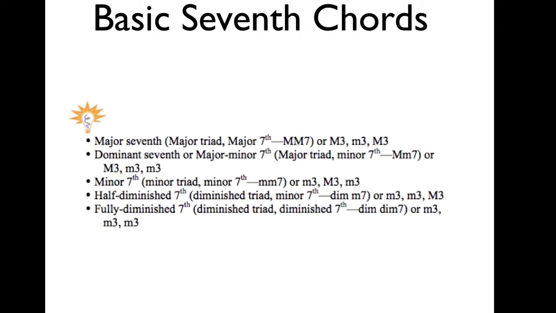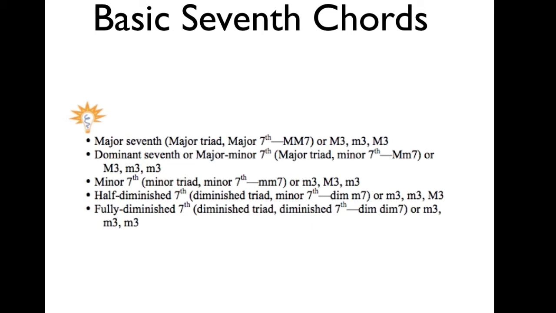The first of these is the major 7th, which consists of a major triad and a major 7th. It's abbreviated capital M, 7. It consists of a major third, if we're talking about the stacks, major third, a minor third, and a major third. The second type of 7th chord is the dominant 7th or major minor 7th chord.